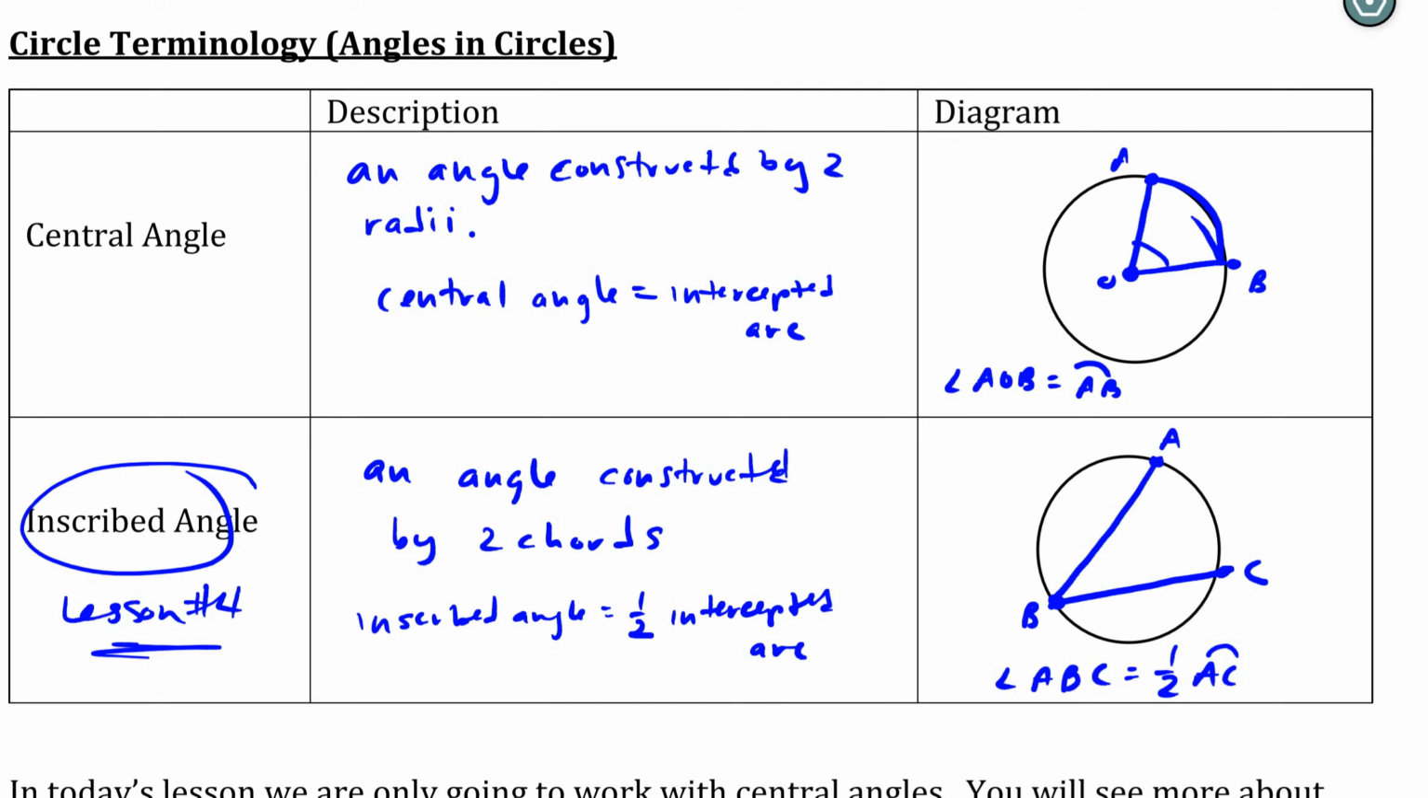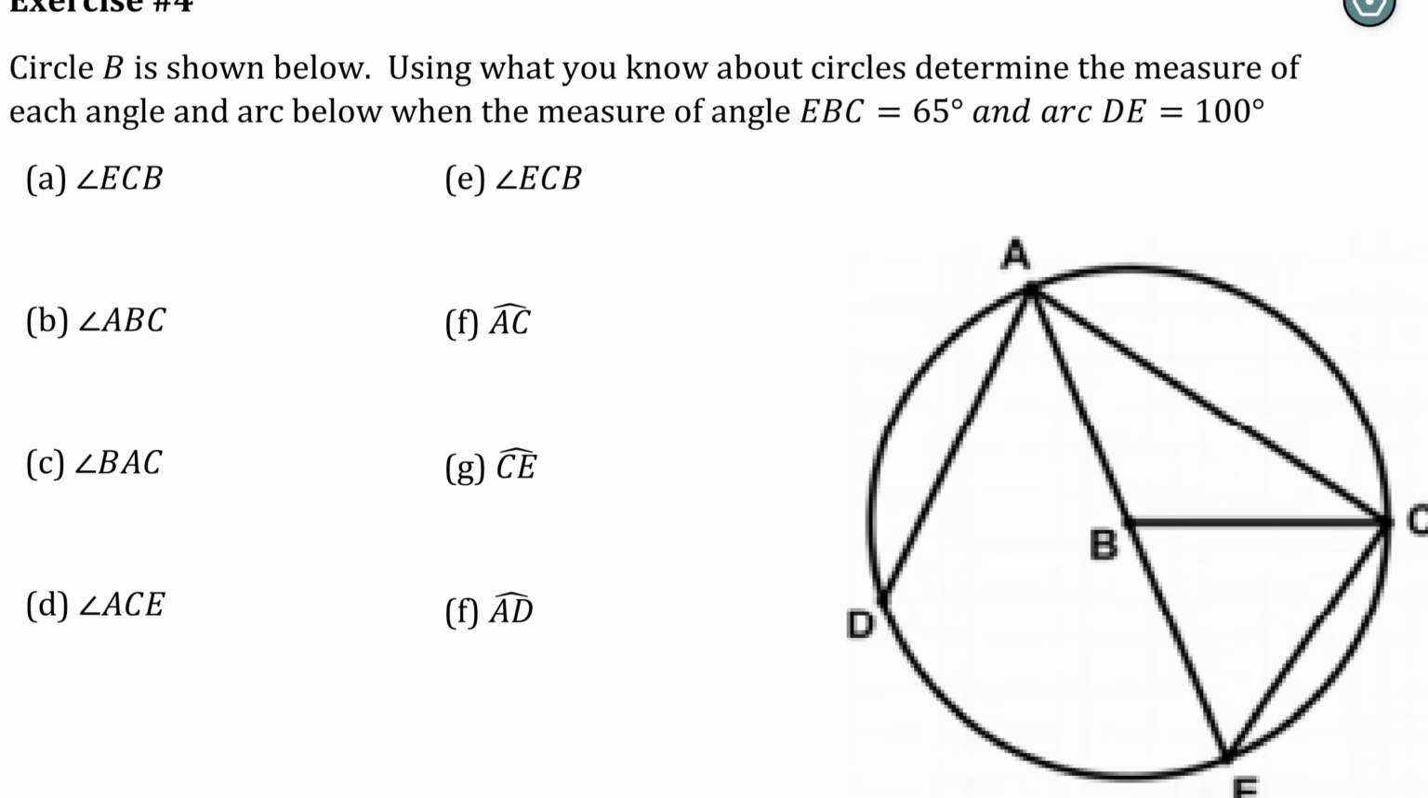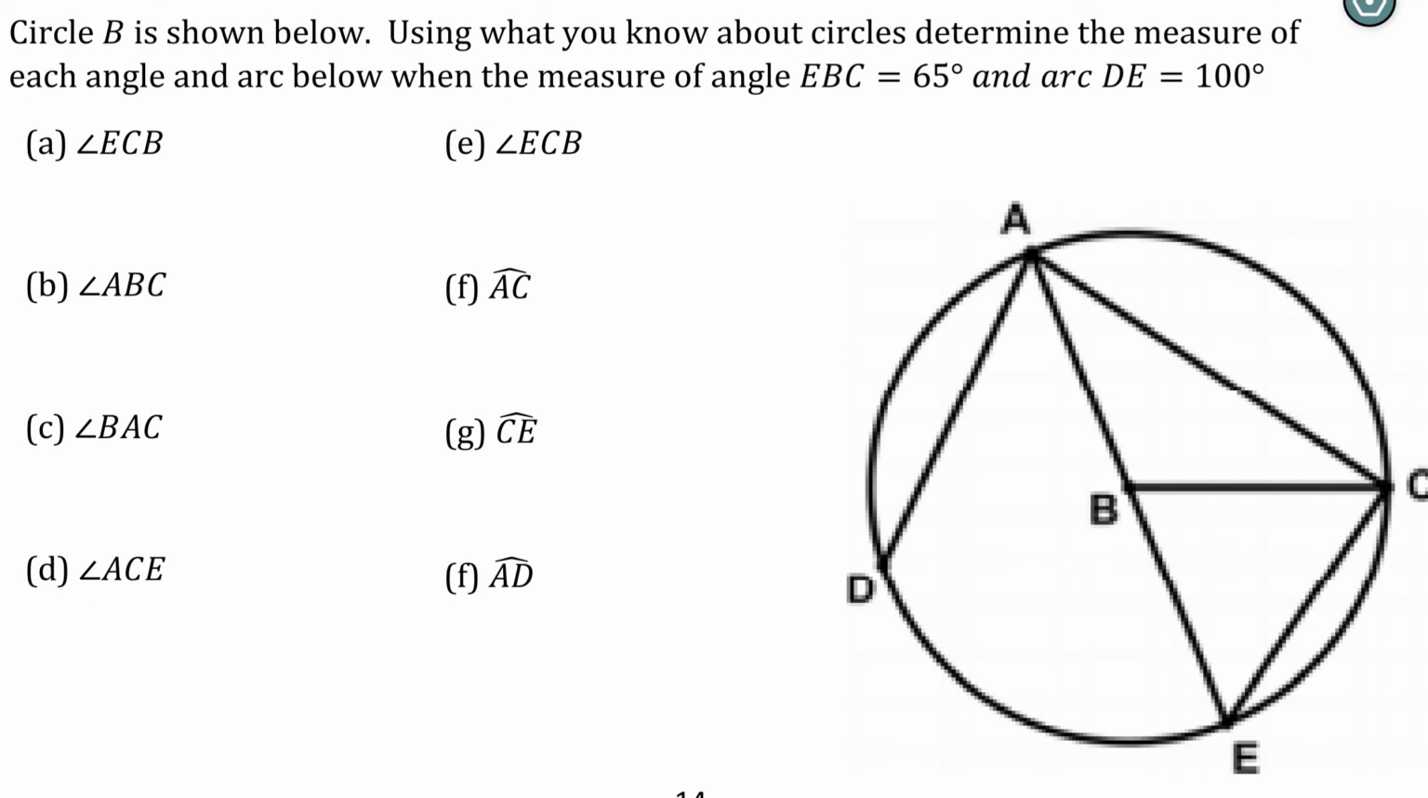So, central and inscribed. Let's take a look at this next problem. It's giving us some angles and a bunch of arcs everywhere, and it's asking us to determine each measurement using what we just learned. The first thing it tells us is that angle EBC is 65 degrees.